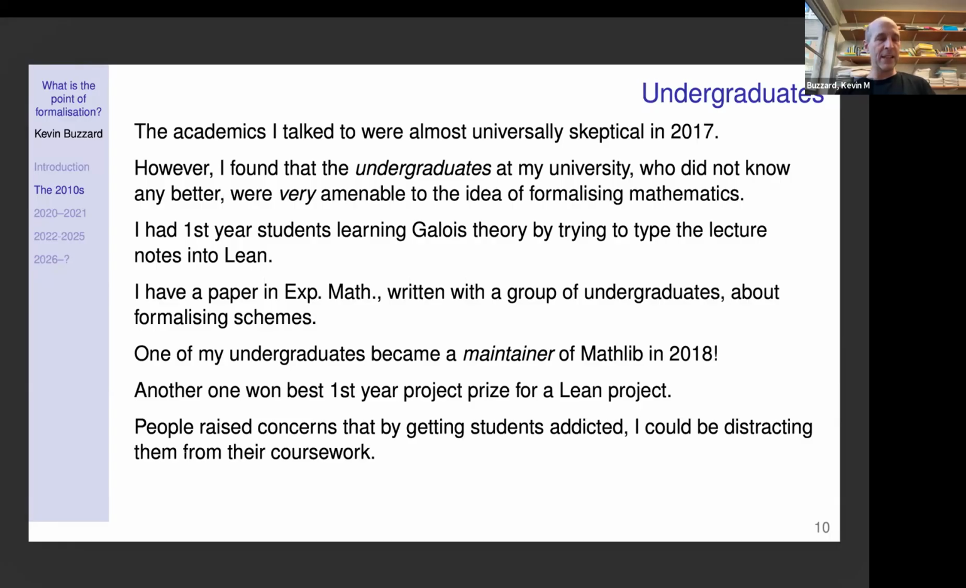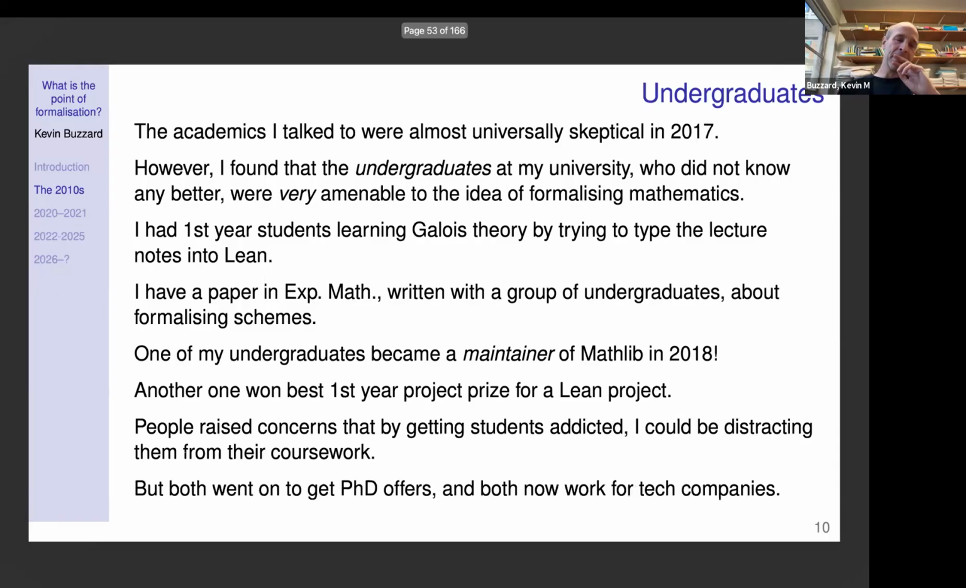And the staff would raise issues. These students are coming to my Lean club and staying till 1 o'clock in the morning on a Thursday night, and was I distracting them from their coursework? But both of these two students I'm mentioning here went on to get PhD offers, and now they're both working for tech companies doing Lean as their day jobs. So for those people, it worked out really well.